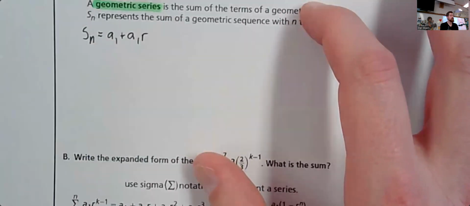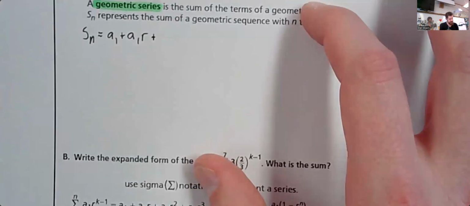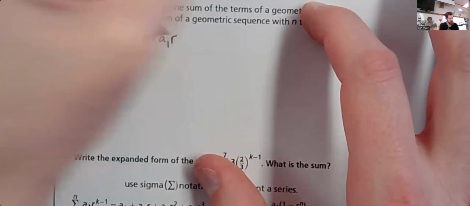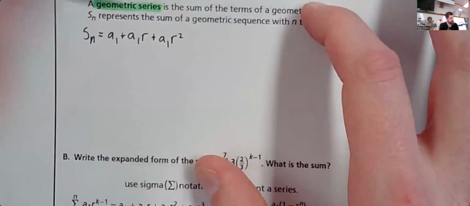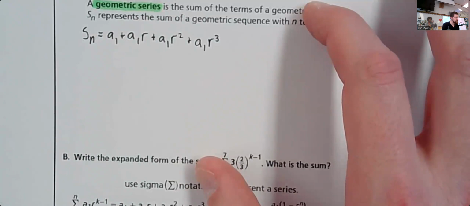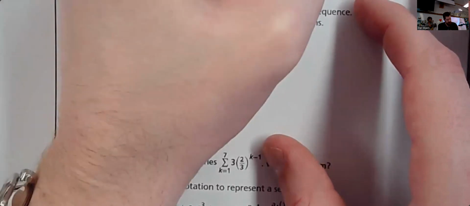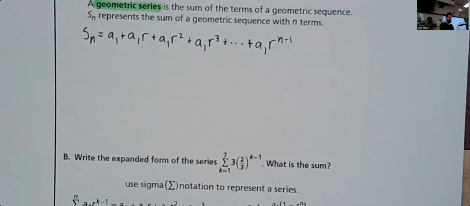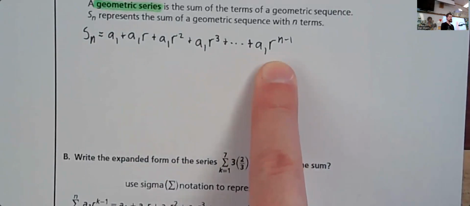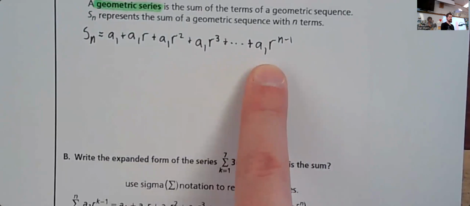Yeah, the common ratio. The third term is going to be a sub 1 times what? R what? Squared. The fourth term will be a sub 1 times the common ratio cubed. And so on and so forth, right? It just keeps going until we get to our desired term of a sub 1 times r to the n minus 1, right? That was the term value in a sequence that we just talked about. But these are all the other ones added together. Everybody okay with that so far? That's what we're looking at this point.